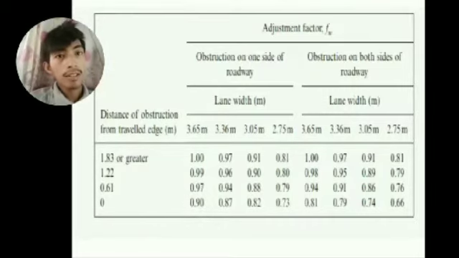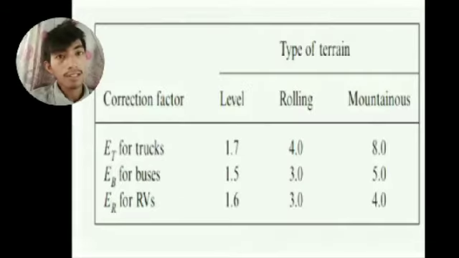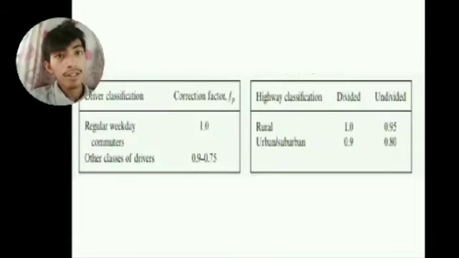Ito yung standard value natin na variable dun sa multi-lane. Ito yung adjustment factor natin. Ito yung correction factor natin. At ito naman yung driver classification o yung FP natin at yung highway classification natin. Rural o urban.